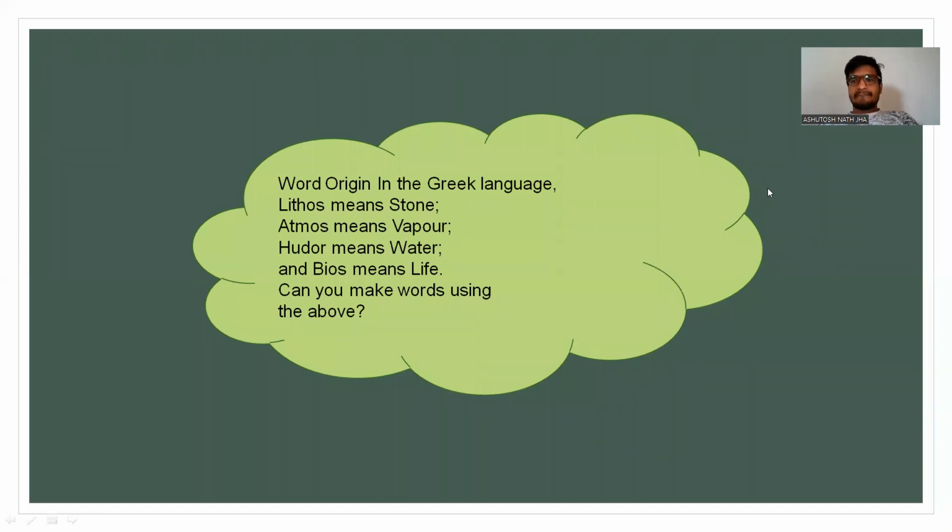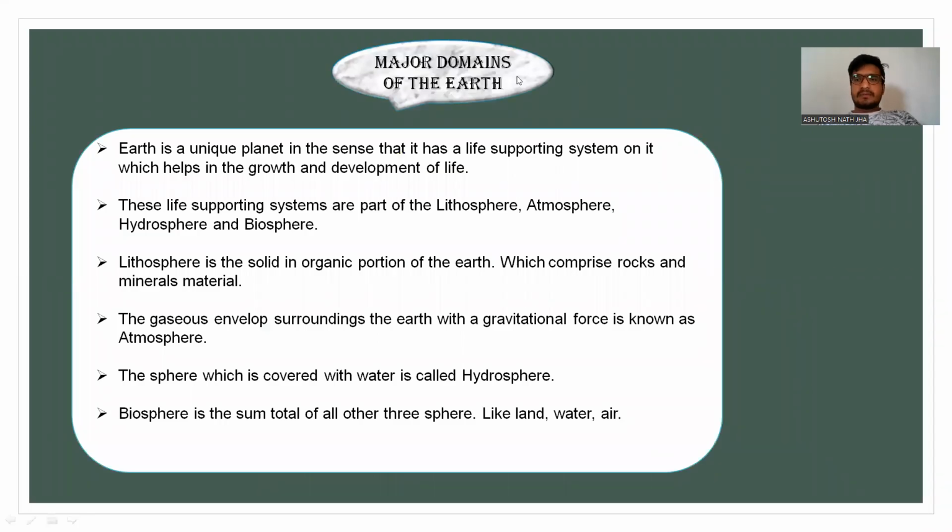Now, the major domains of the Earth. First, Earth is a unique planet in the sense that it has a life-supporting system. We all know that Earth has water, vegetation, forests, land and fresh air, so this planet is known as the life planet. The life-supporting system helps in the growth and development of life, and it is part of the lithosphere, atmosphere, hydrosphere and biosphere.